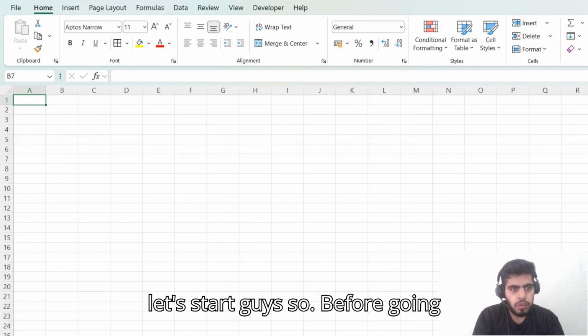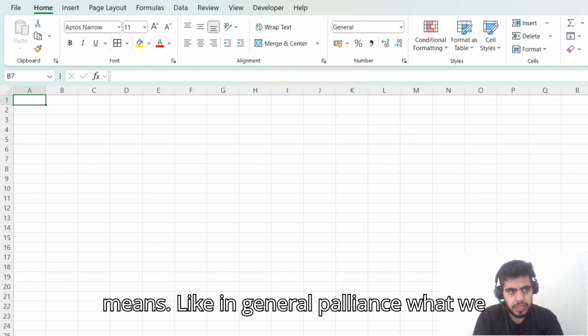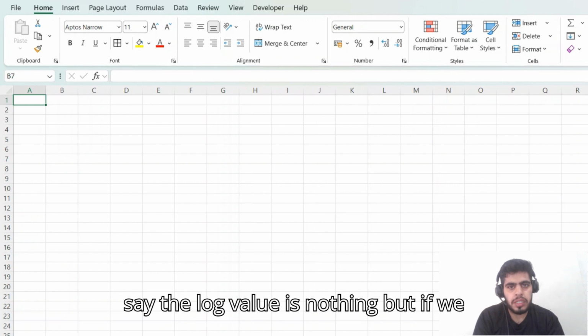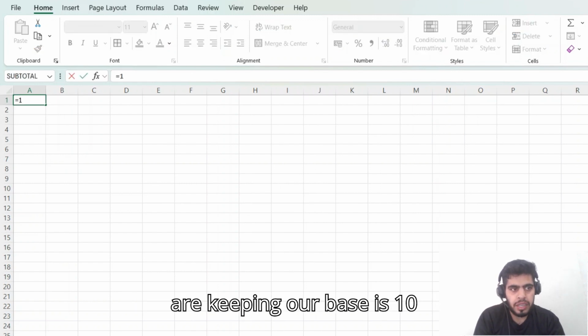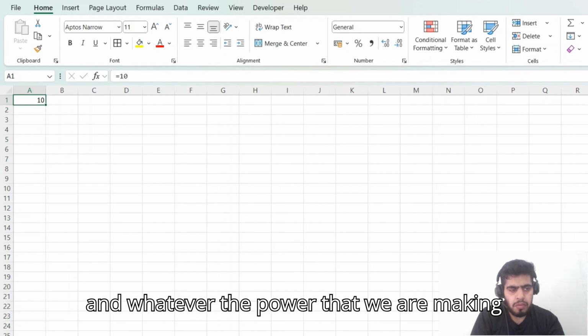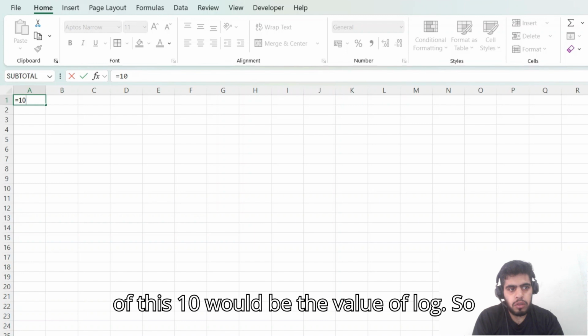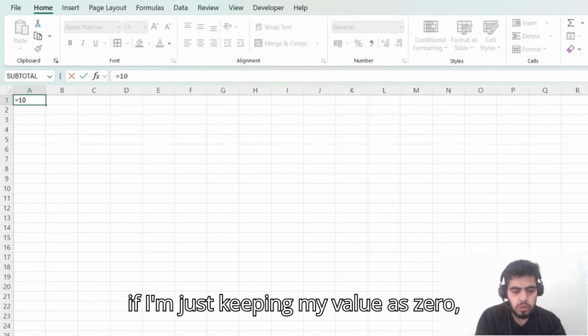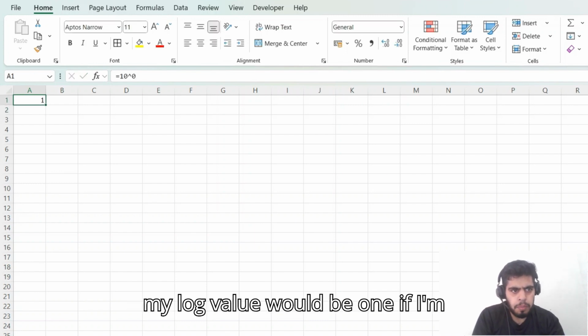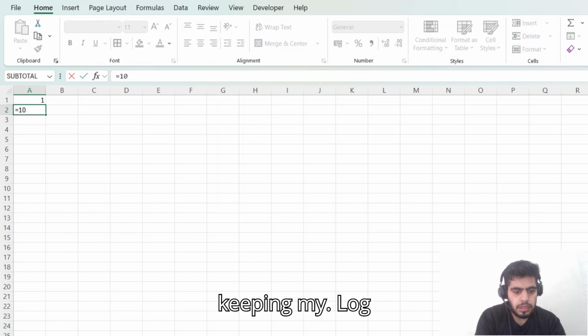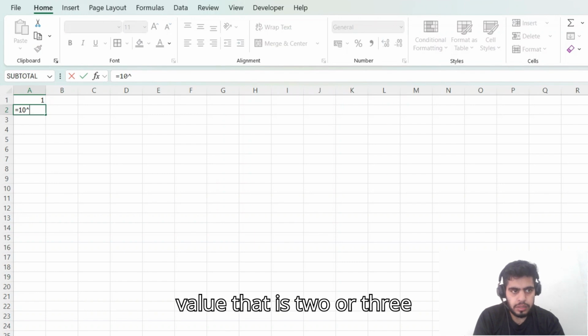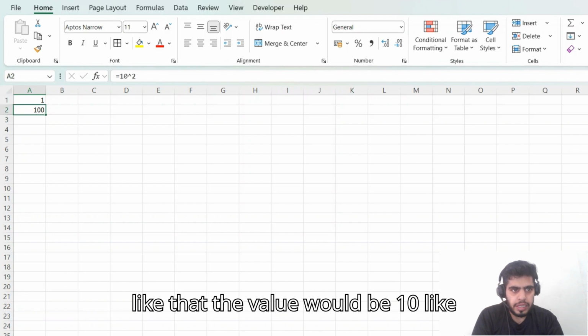Before going further, I will tell you what log means. In general parlance, the log value is, if we are keeping our base as 10, whatever power we raise this 10 to would be the value of log. So if the power is 0, the value would be 1. If the power is 2 or 3, the value would be 100 or 1000, like that.